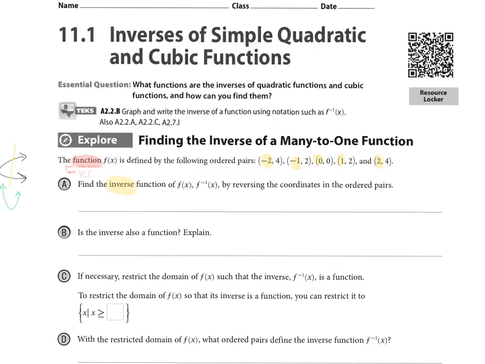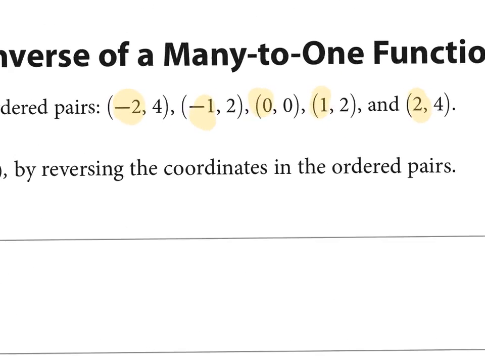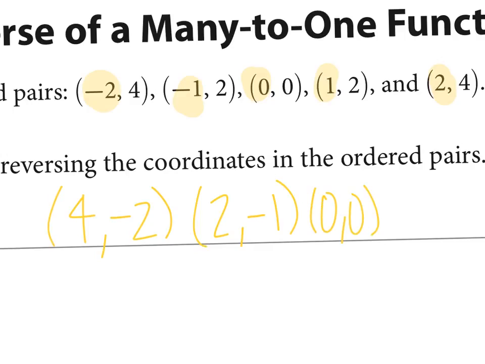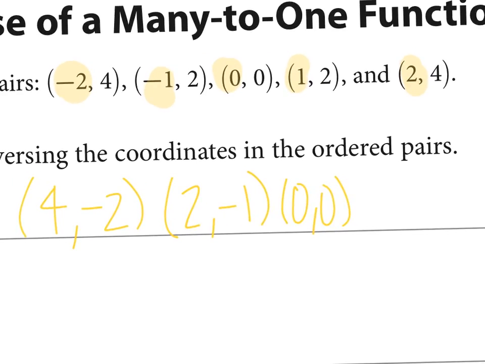Flip the ordered pair, what do you mean? When I want to find an inverse, all it means is I'm switching my x's and my y's. So instead of -2, 4, my ordered pair would be 4, -2. Instead of -1, 2, what would it be? 2, -1. I'm just switching x and y. Okay, would 0, 0 change? Nope. Okay, what would be the next one? 2, 1. Okay.